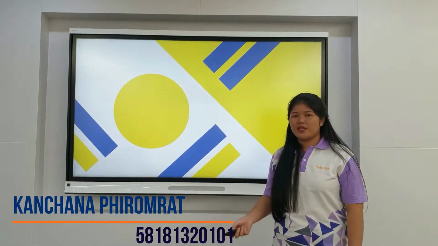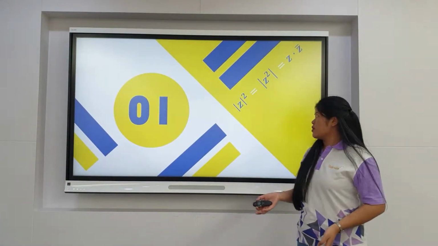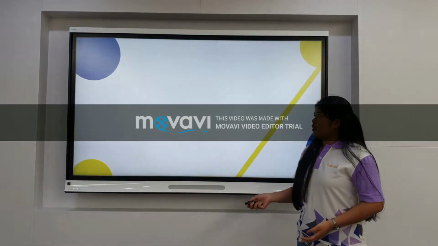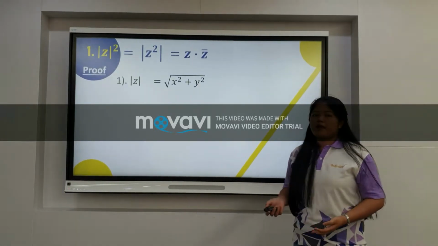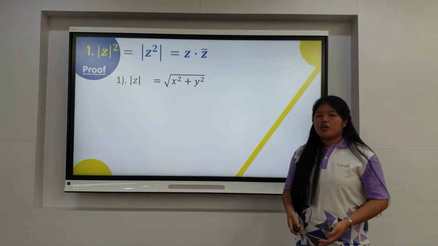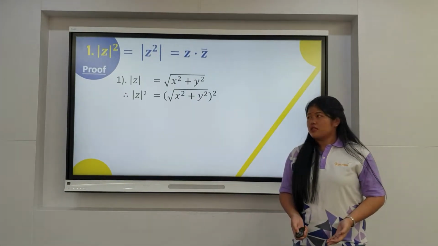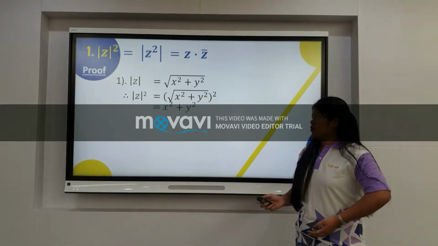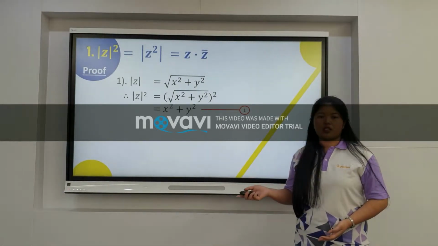Okay, welcome to property 1. In this property, we will prove that the square of absolute z equals absolute z squared, which equals z times conjugate z. First, we will find the square of absolute z. From the definition, we know that absolute z equals the square root of x squared plus y squared. So the square of absolute z equals x squared plus y squared. This is equation 1.